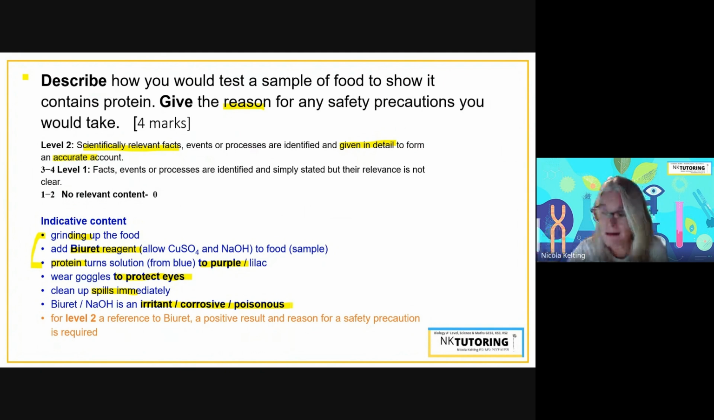So this is where I advise you could use this as a flashcard. You could write one side, test for protein, and on the other side, grind up the food, put it in a solution, add biuret, turns purple. That's a great way of remembering it and help for you to learn it, and how you can use language from mark schemes to do so.